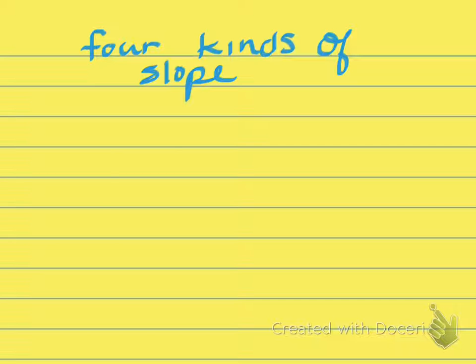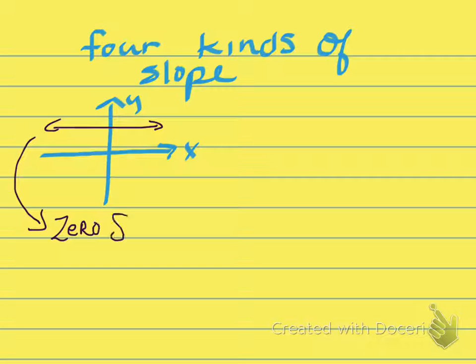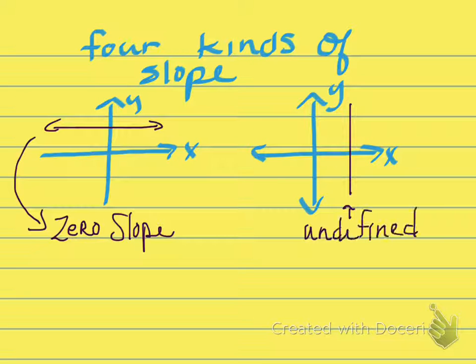There are 4 kinds of slope we might talk about. The first one is, well, like the floor or the ceiling, hopefully, 0 slope, no pitch. The other one we've talked about is undefined. It's vertical, straight up and down. If you've ever been skiing, they have undefined slopes there.